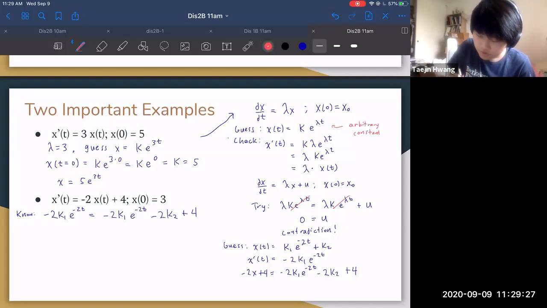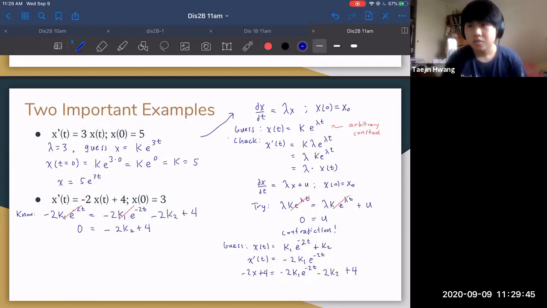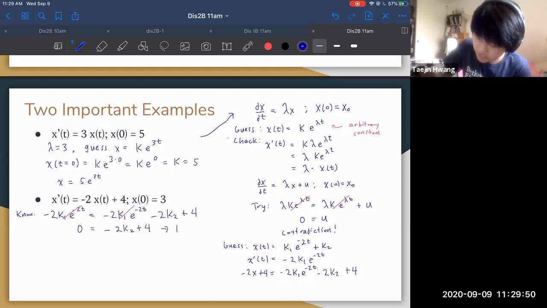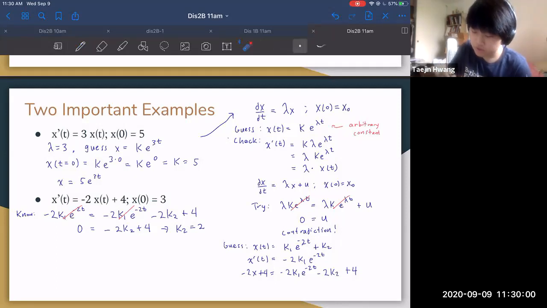And if you notice that these two terms over here are equal, you can in fact cancel them from both sides. And this tells us that negative 2k2 plus 4 is equal to 0. Which means k2 is equal to 2. So we had too many variables, but luckily we're able to get rid of some because they were equal to the same thing.